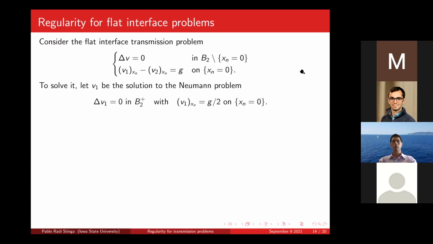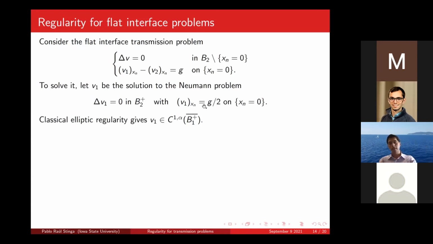So in this situation, the problem can actually be decoupled. I can solve in the upper half ball and in the lower half ball, and then patch them together. So how do you do it? Say you solve the Neumann problem: Laplacian of v1 equals 0 in the upper part with interior normal derivative g over 2 on xn equals 0. Okay, and then v1 is 0 on the boundary of B2 plus. So the problem has a unique solution. By classical regularity, v1 is C1 alpha in the interior up to the boundary, right? G here is Hölder alpha.